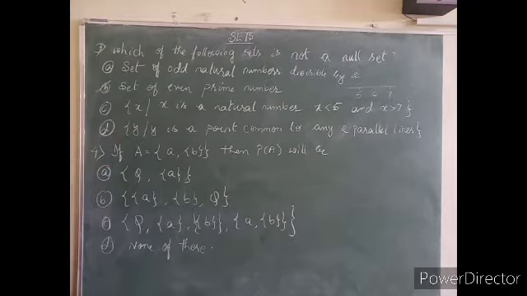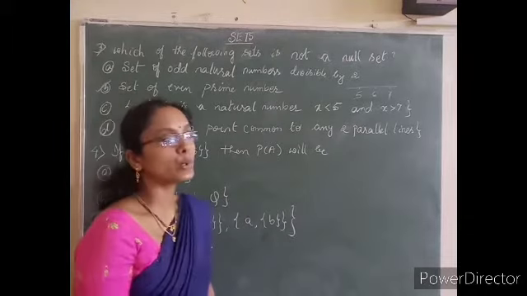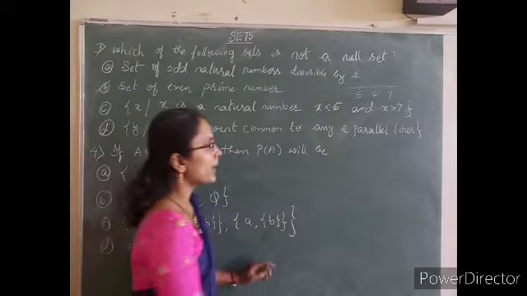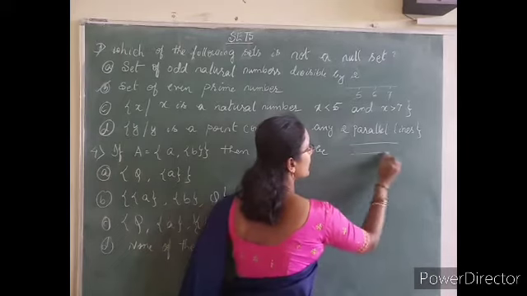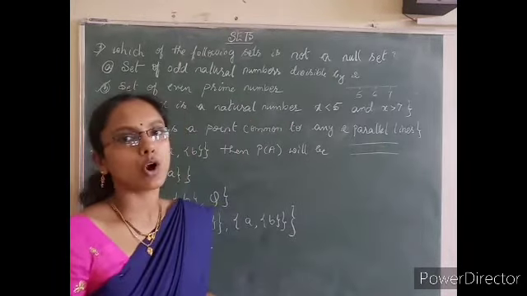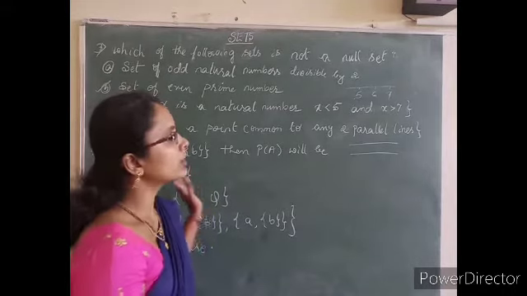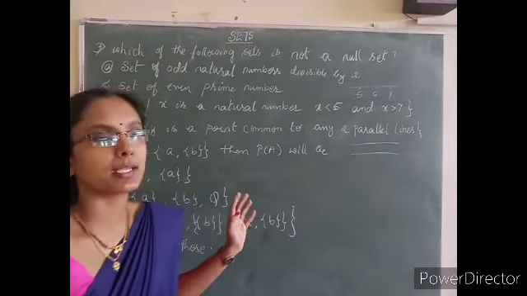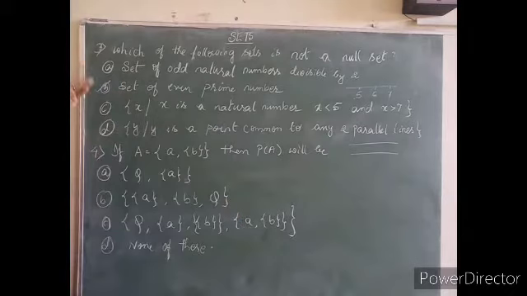Fourth one: the set of all y such that y is a point common to any two parallel lines. Two parallel lines have no common point. Therefore, this is also an empty set. So for this question, the option is option B.